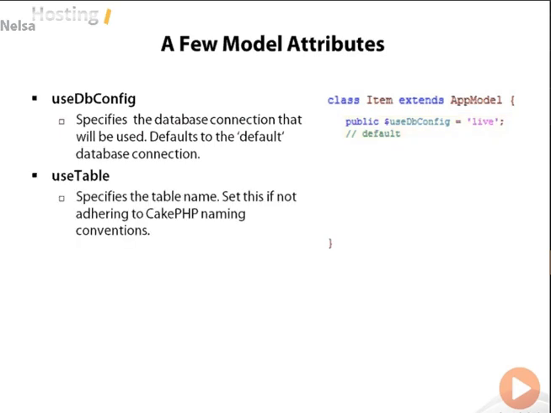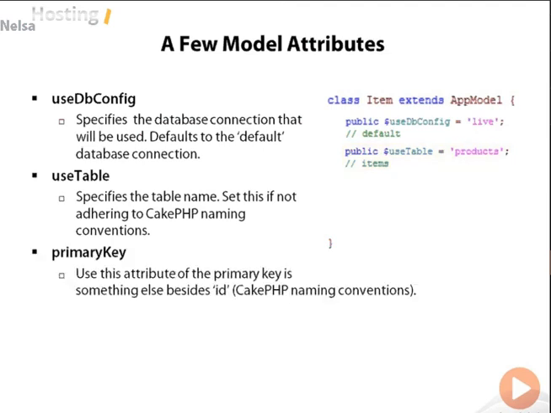The next model attribute is useTable. This specifies the table name that the model will be using. This is an important attribute if you're not using the CakePHP naming conventions. In order to set this attribute, I would say public $useTable and then set it equal to the table name. So in this example, I would have an items table by default, but since my actual table name is products, I would set the useTable to products.